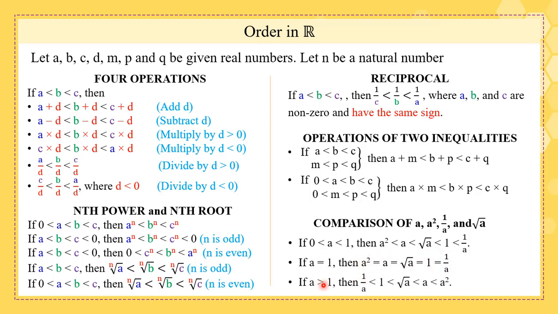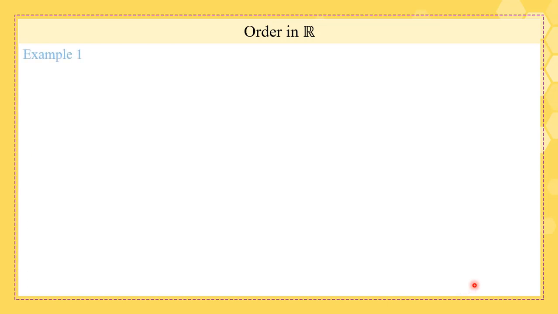And if A is greater than 1, the higher the power, the higher the number. So 1 over A would be smaller than 1, smaller than the square root of A, smaller than A power 1, smaller than A power 2. And you can also go on saying that it's smaller than A cubed, A to the fourth. Let's see this example together.